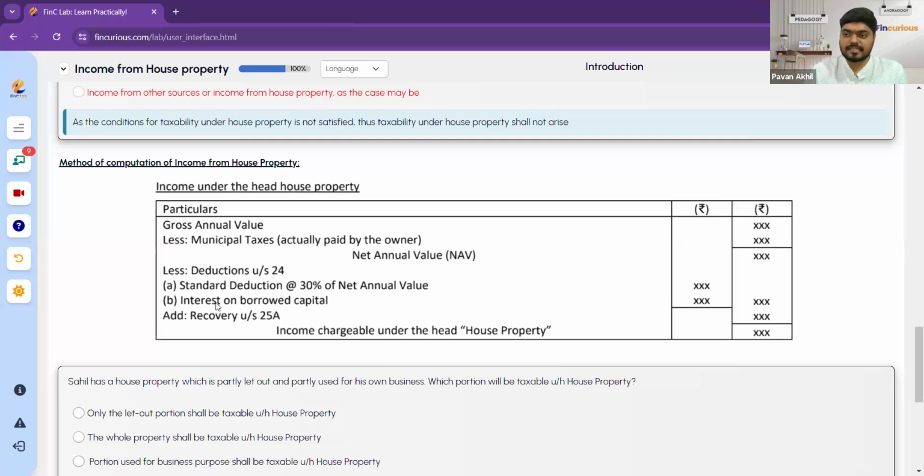After that, if there is still any interest on borrowed capital, which means sometimes you might have taken a loan for purchasing that house property from a bank, so for that you would have paid EMI. In that EMI, there is an interest portion and a principal portion. Only to the extent of the interest portion paid on the borrowed capital is allowed as a deduction here under section 24. And what about the principal portion? That will come under section 80C.